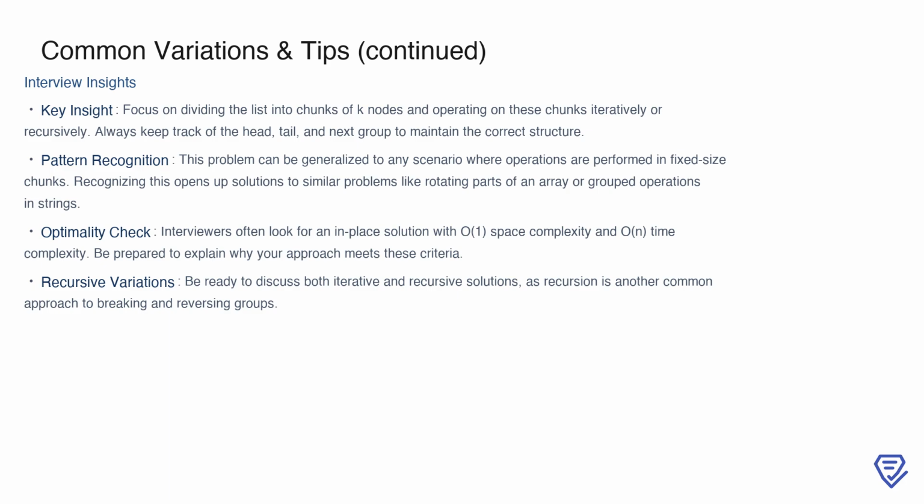Interviewers also often evaluate the efficiency of your solution. Aim for an in-place approach that operates with O(1) space complexity and O(n) time complexity, and be prepared to explain how your implementation achieves these benchmarks. Lastly, don't overlook recursive variations. Recursion can provide an elegant way to break the list into groups and reverse them, though you should be ready to discuss the trade-offs, such as increased memory usage due to the recursion stack.